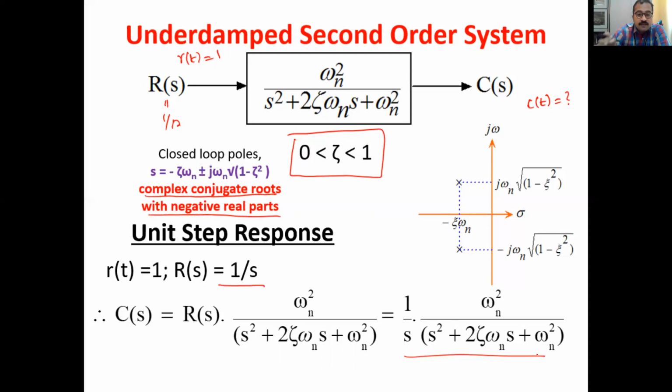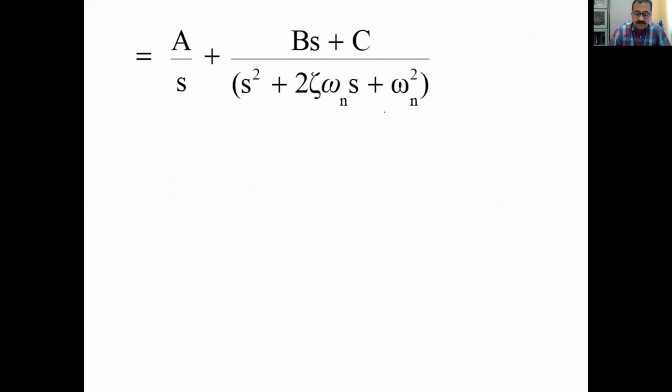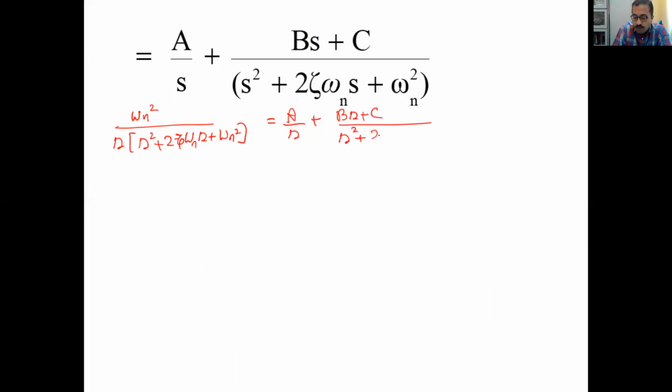So how will we proceed further? We have to go for partial fractions. How can we take this in partial fraction form? We know that the roots are complex conjugate. So this will be A by s plus, since the roots are complex conjugate, B s plus C whole divided by s square plus 2 zeta omega n s plus omega n square. On the left hand side we have omega n square by s into s square plus 2 zeta omega n s plus omega n square. Okay, how can we solve for A, B and C?